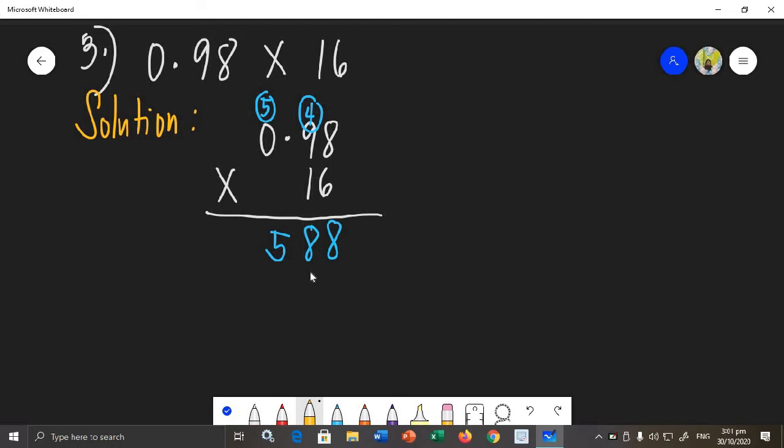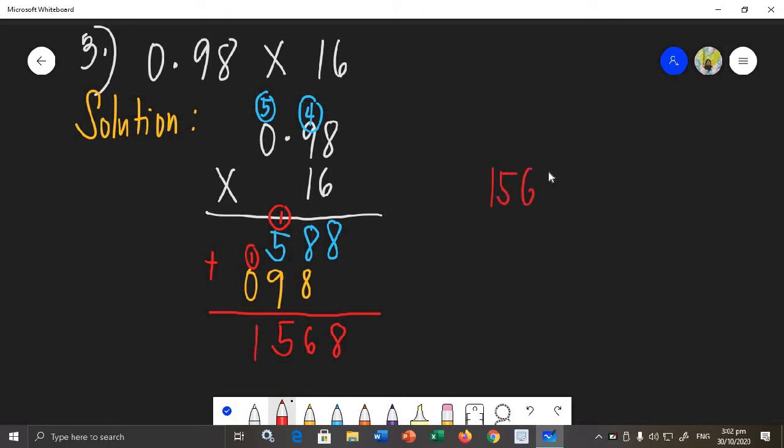So 1 times 8, that is 8. 1 times 9 is 9. 1 times 0 is 0. So now that we multiply every digit, we should now add. Okay, so we should bring down 8 and then 8 plus 8, this is 16. Carry 1. 1 plus 5 plus 9, this is 15. Carry 1. 1 plus 0 is 1. So we get 1, 5, 6, 8.